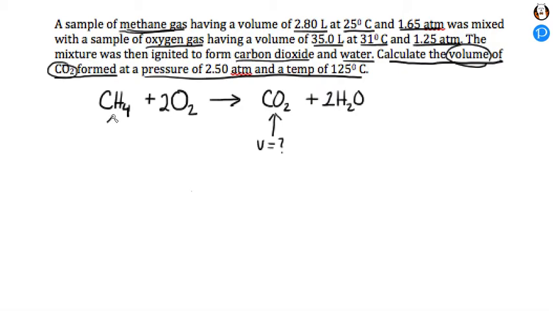So for CH4 here, they tell us that the methane gas at the beginning, before the reaction occurs, has a volume of 2.80 liters. It has a temperature of 25 degrees C, and it has a pressure of 1.65 atmospheres. And same thing for O2.